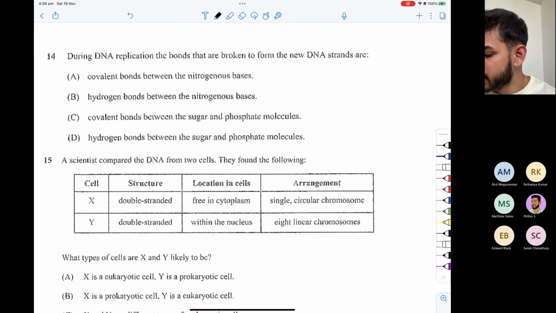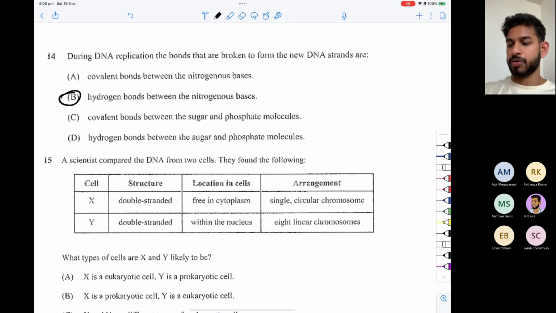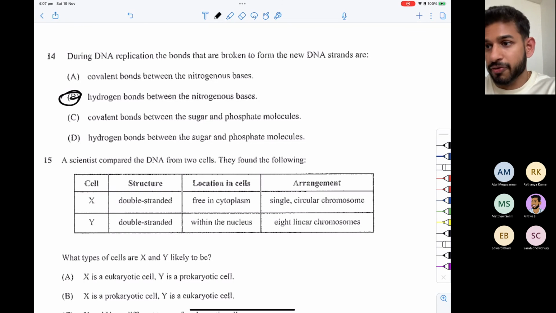Cool. Anyway, coming back to this, question 14 and 15. What's your answer, Matthew, for 14? My answer is B. Good. I'd agree with you, right? When you break the single strands, you break the hydrogen bonds, which are very weak.